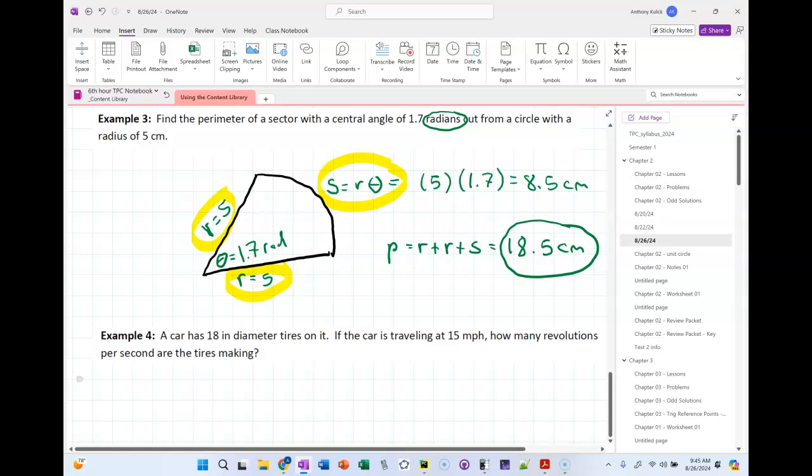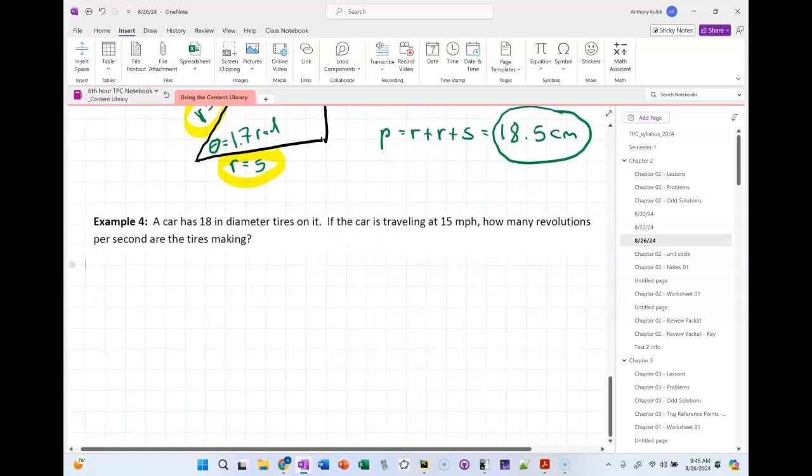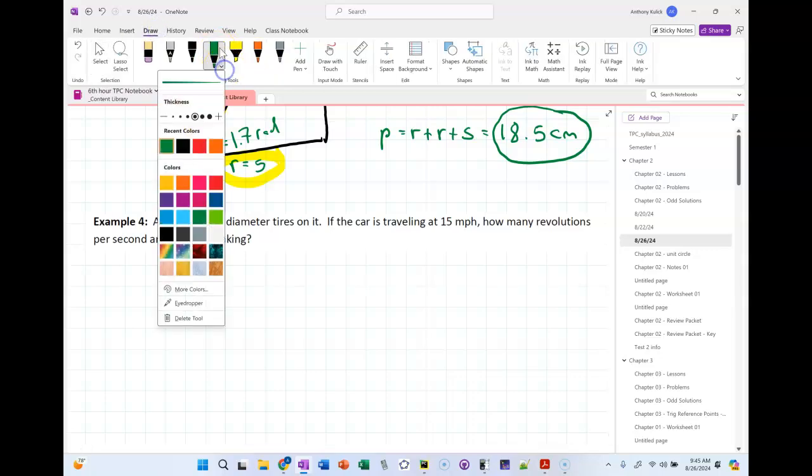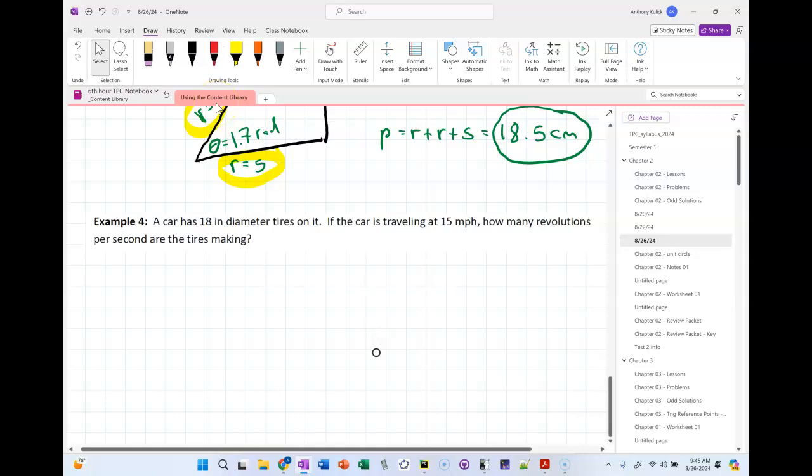All right. A car has 18-inch diameter tires on it. The car is traveling at 15 miles per hour. How many revolutions per second are the tires making? So this problem, although it doesn't read like it at first, is just a unit conversion problem.